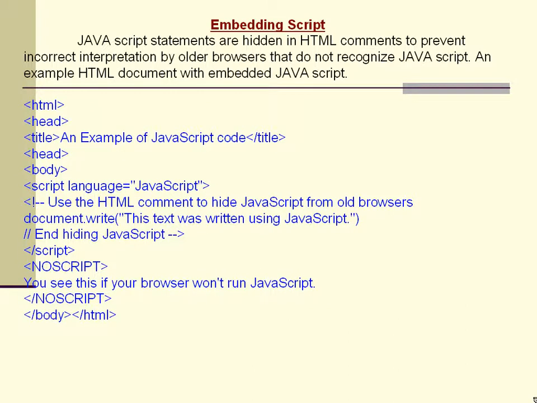Embedding JavaScript into the HTML. JavaScript can be embedded into the HTML by using the tag called script, which receives an attribute called language whose value should be JavaScript. The code should be written within the script and end script tags only. For those browsers which do not support scripting languages, to display any message on the browser, we have to provide the text in the noscript and end noscript tags. These are used to display the messages for those browsers which do not support the scripting languages.